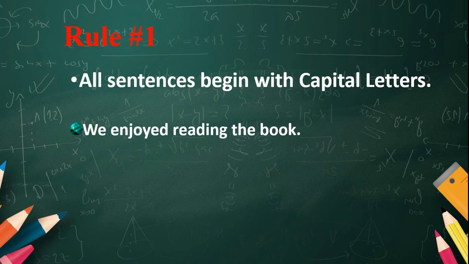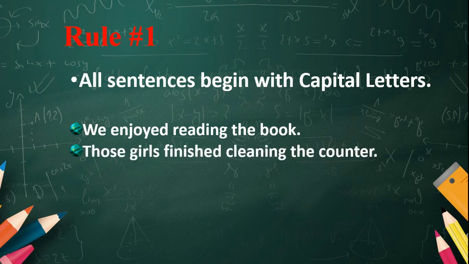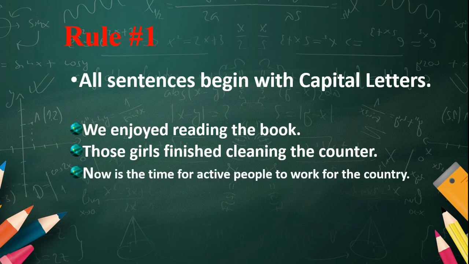For example, you can say: We enjoyed reading the book. See, this sentence begins with a capital letter. Keep in mind that all sentences begin with a capital letter. As you can see here, W is written with a capital letter. So we say, we enjoyed reading the book. The first rule is all sentences begin with capital letters. Sentence number 2. Those girls finished cleaning the counter. Now you see the first letter of the sentence is written with a capital letter, as I said in the rule that all sentences begin with a capital letter. Now sentence number 3. Now is the time for active people to work for the country.